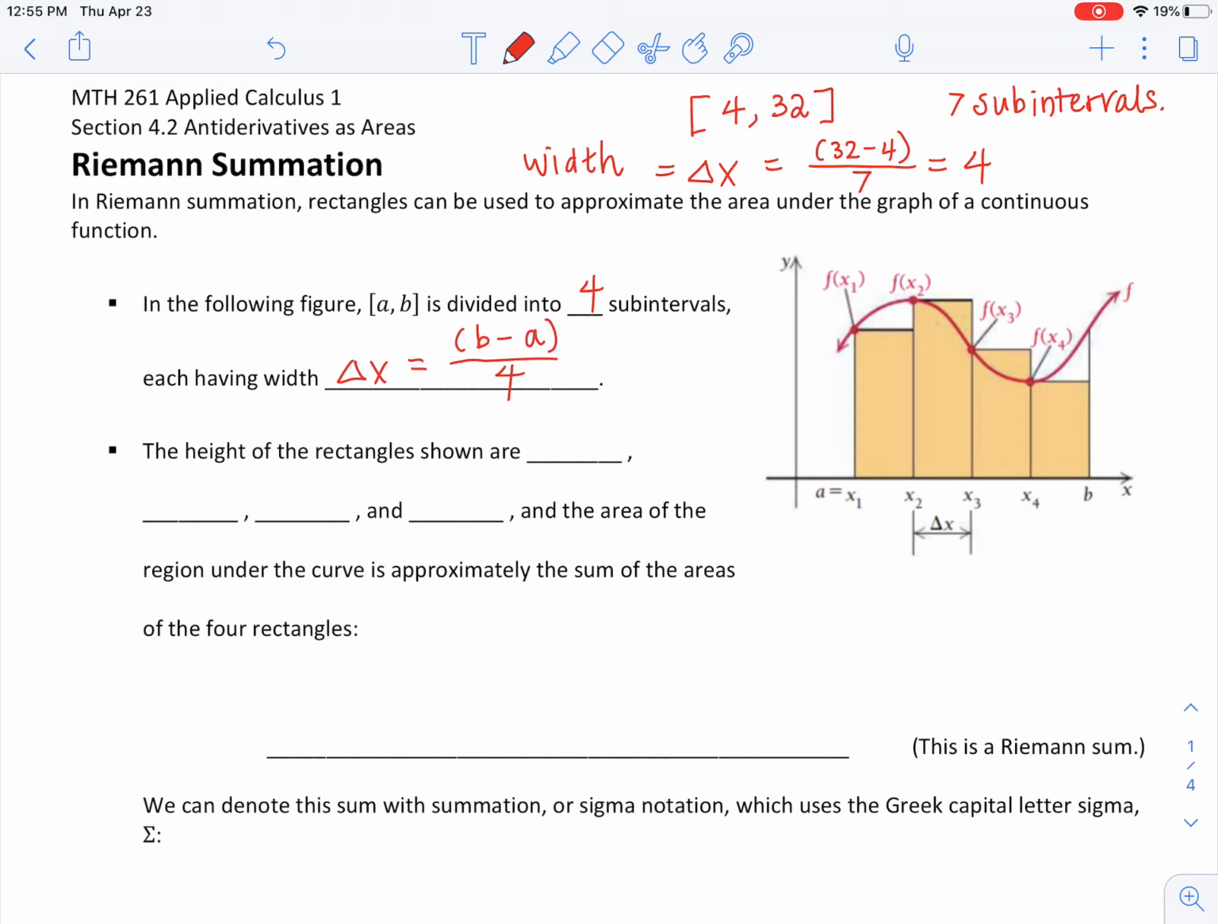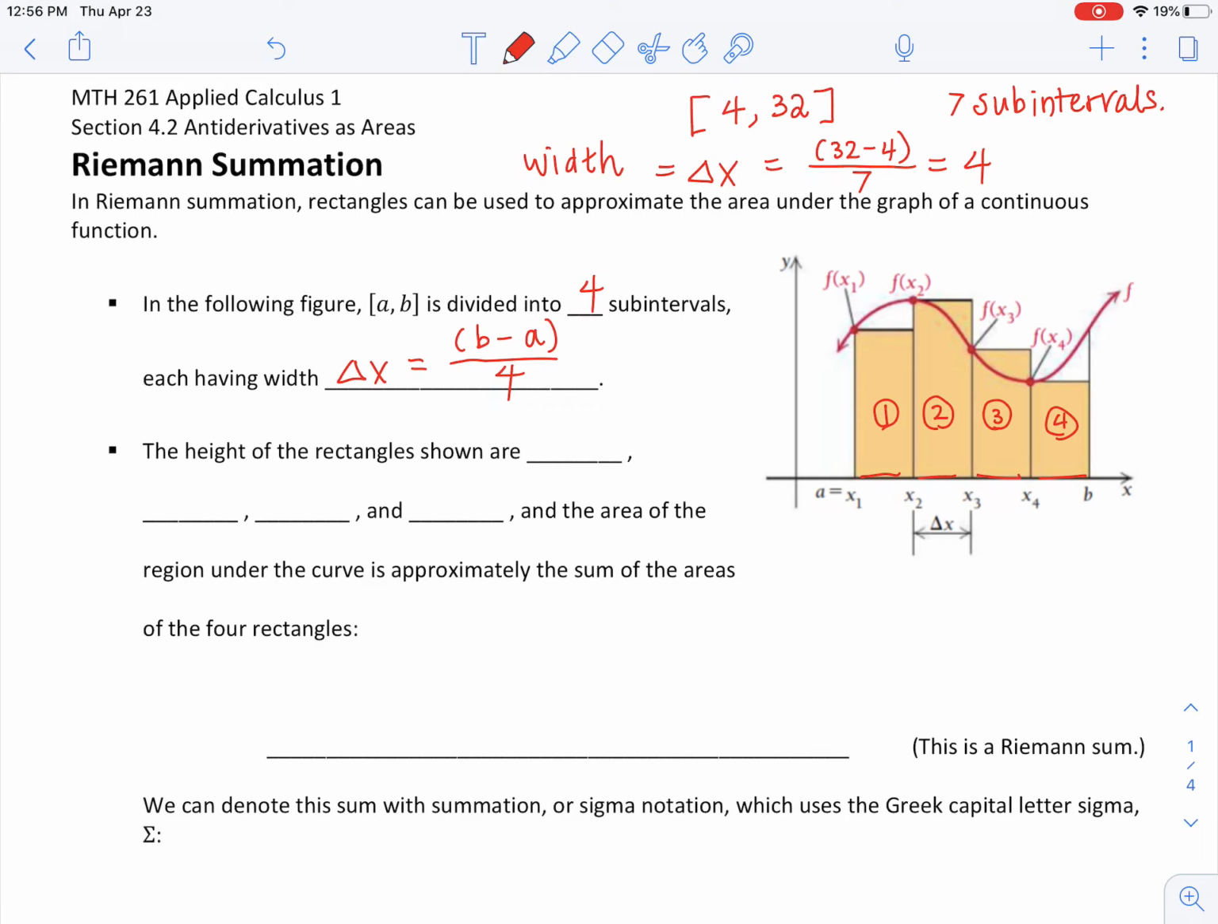I'm probably going to give you numbers that work out nice. All right, how about I change it to like 4 or like 7. I'm going to change it right now. Sorry. What if I ask you to do 7 sub-intervals? Then you're going to do 32 minus 4, which is 28, and divide that by 7. You will get 4 as the width of a rectangle, okay? So that's how you find the width of a rectangle using the endpoints of your closed interval. You subtract these endpoints and divide by the desired number of sub-intervals, okay?